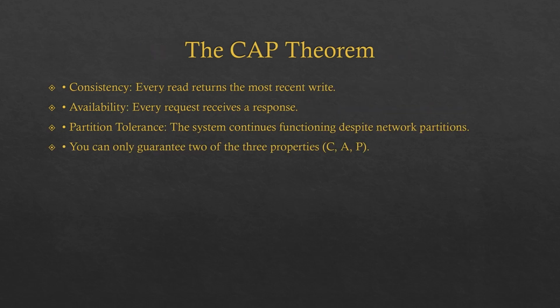One of the foundational principles in distributed systems is the CAP theorem, which states that a system can only guarantee two out of three properties: consistency, availability, and partition tolerance. If a network partition occurs, the system must either maintain consistency or availability, but not both. This trade-off plays a major role in system design and needs to be carefully considered.